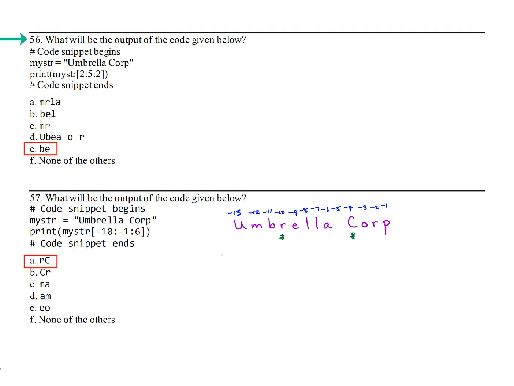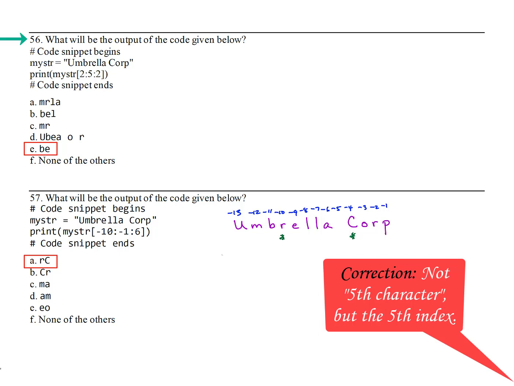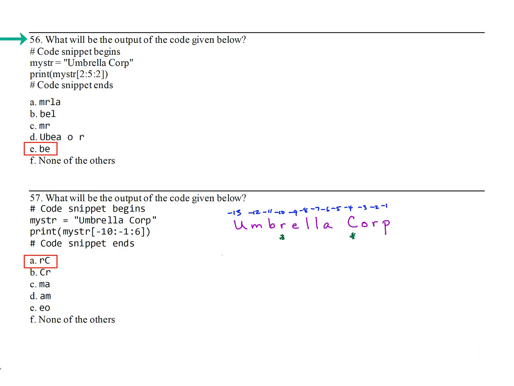56, what will the output be? And you start at the second character and go in 2s until you get to the 5th character, which will be the 4th character inclusive. This will be a 2-digit string. B, skip the R, E. So B-E, answer E.